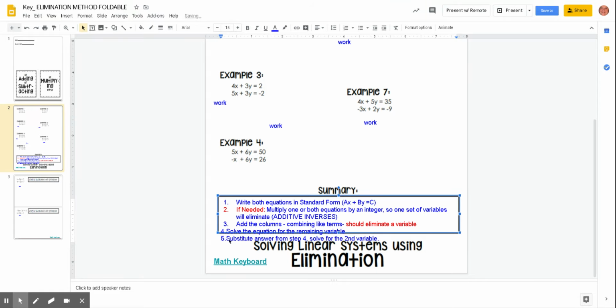We're going to put, since we're kind of running out of space, we're going to put it right next to it. We're going to put number 6. Right? Check your work. We're going to check our work the exact same way we did in substitution.